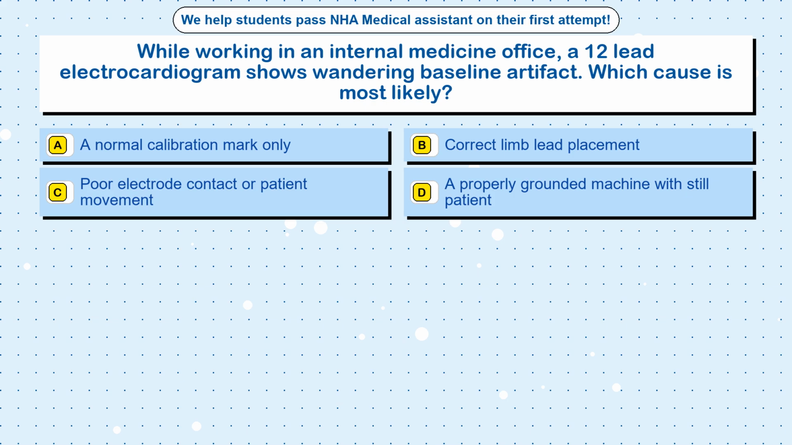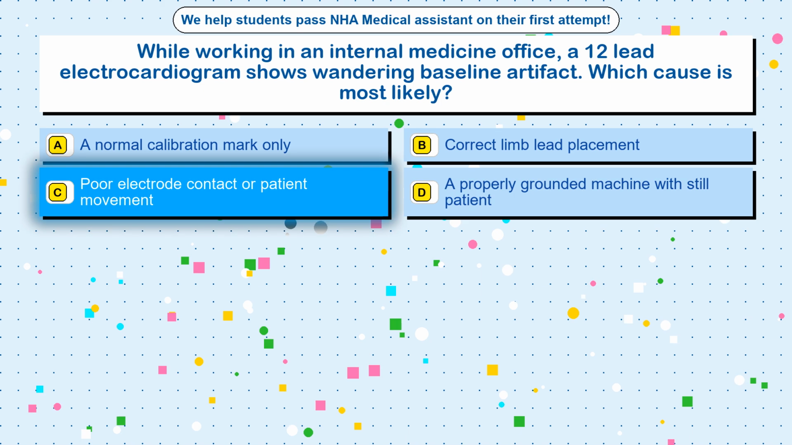Question 87. While working in an internal medicine office, a 12-lead electrocardiogram shows wandering baseline artifact. Which cause is most likely? Option A. A normal calibration mark only. Option B. Correct limb lead placement. Option C. Poor electrode contact or patient movement. Option D. A properly grounded machine with still patient. The correct answer is option C.